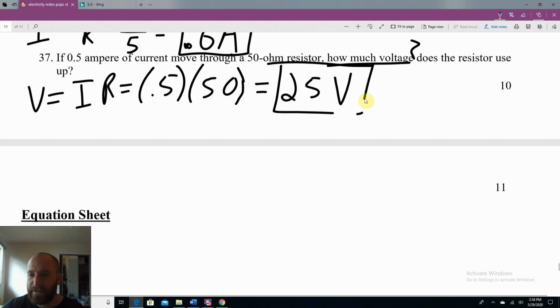So that's Ohm's law. That's our sort of math addition to circuit analysis. And that's it.